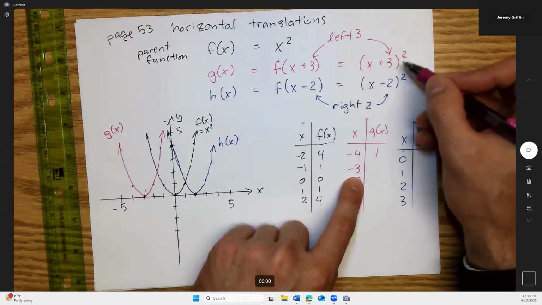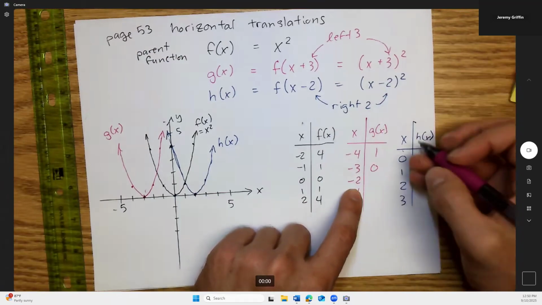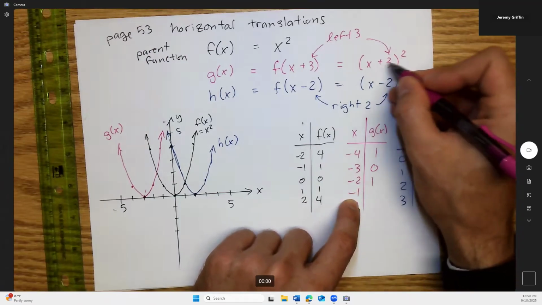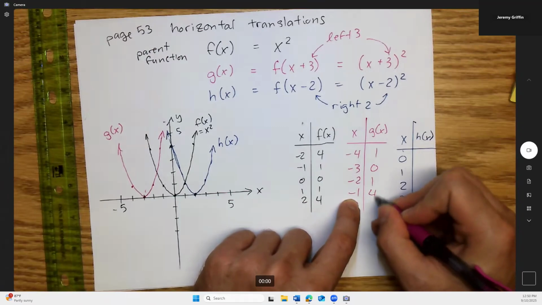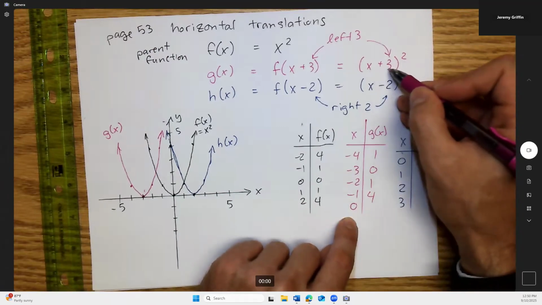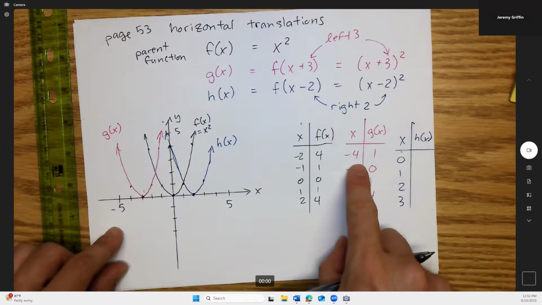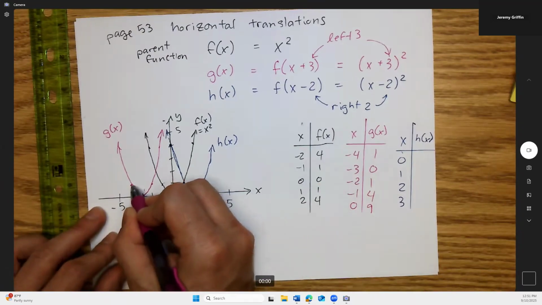-3 plus 3, that zeroes out, so squared is still 0. -2 plus 3 is 1, squared is 1. -1 plus 3 is 2, squared is 4. And if I plug in 0, I get 3 squared, which is 9. Does that work? See, -4, 1. That's that one right there.